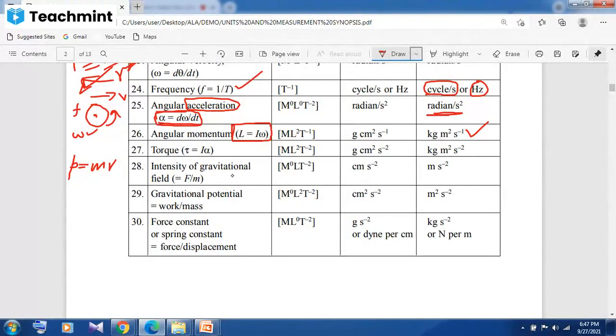Gravitational intensity or field is given by force per mass. Force means newton, by mass in kg, but since it is the intensity of gravitation, there is a separate formula, students. We will discuss that when we study the gravitation concept. It's better you take down the formula now. That is meter per second square.